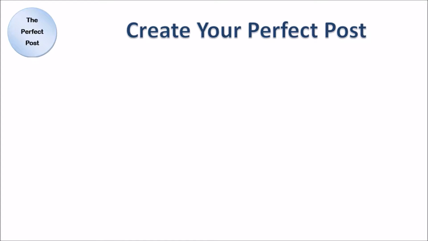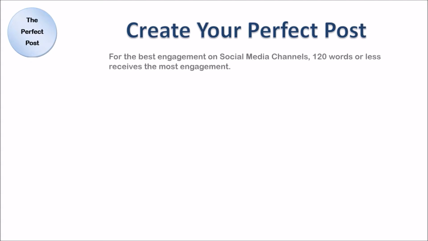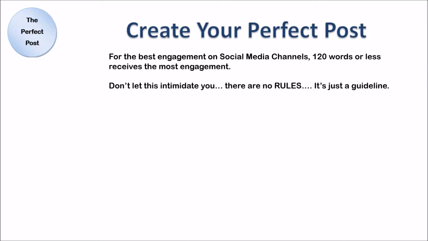Okay, now we're going to create your perfect post, and there's a little blue circle. Just go to the right hand side of this blog, and the lesson on how to create it is right there, just like we demonstrated in the class you were at. For the best engagement on social media, your description should be 120 words or less. It just happens that more people will engage with your post if you make it nice, short, and sweet. Don't let that intimidate you. There's no real rules. It's just a guideline. So, we want to get as many people posting and engaging as we can.